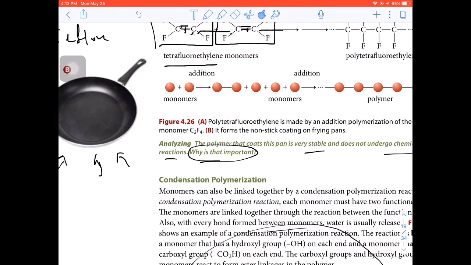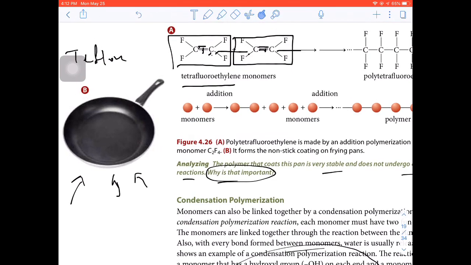It won't come off in my food. It won't get washed off. And it's lovely to cook with because food won't stick to it. Food won't burn as readily. And it cleans up very, very easily.